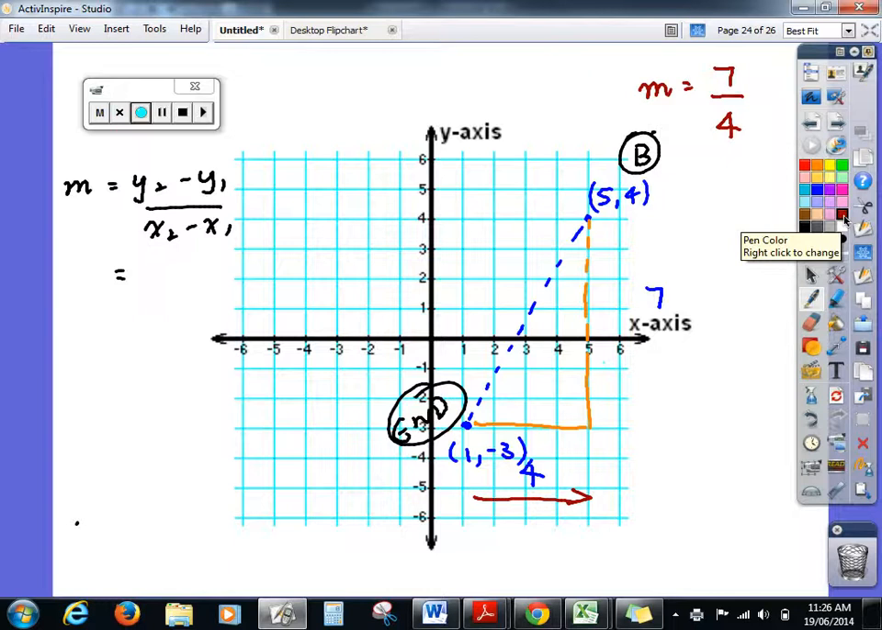So the top line will be 4 minus -3. So it's the 4, and here's the -3. Okay? Over the x's, 5 minus 1. So it becomes, the double negative there becomes 7 over 4. And once again, we get the answer the same way. Okay, so the use of the formula is quite straightforward.